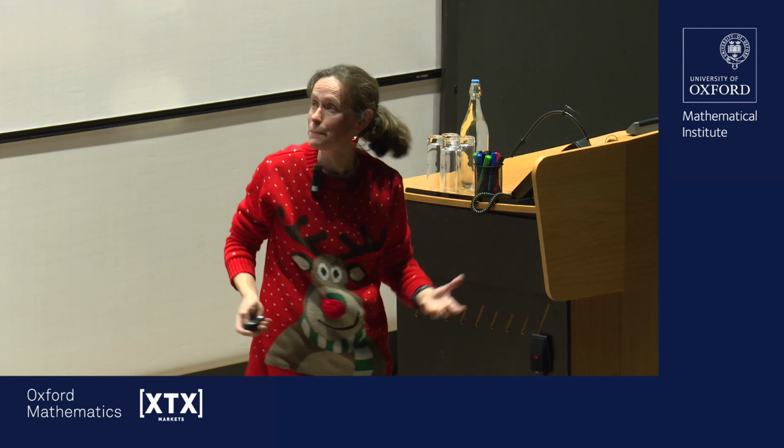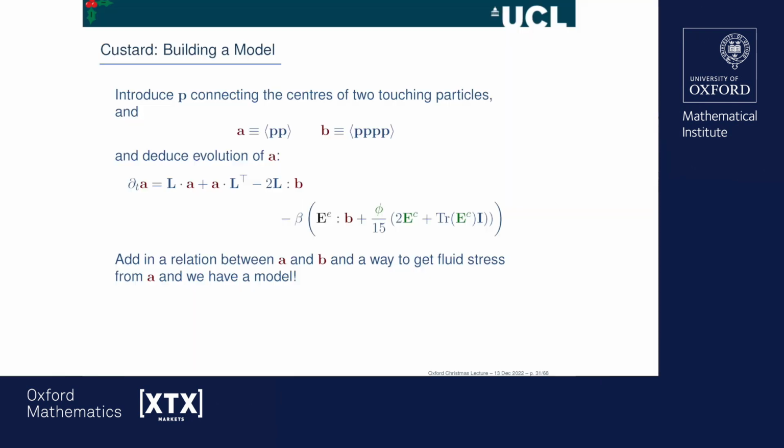From that insight and that building block, we can now create a model. So P, for anyone who wants to know about the technicalities, is the unit vector along the line of centres of a contacting pair. And I define A and B as the average of PP and PPPP. And I can deduce how A evolves with time in terms of my matrix, actually the whole matrix L and the extensional and compressional components of that matrix.